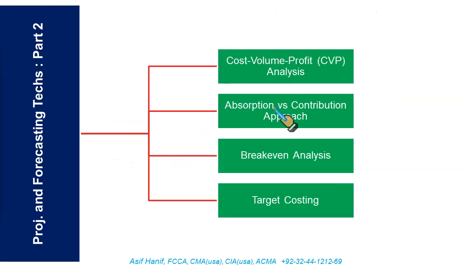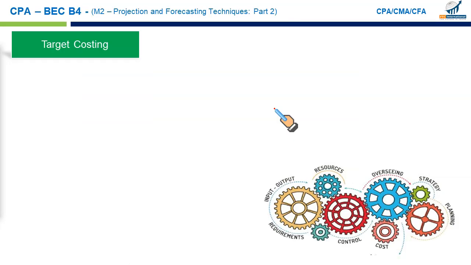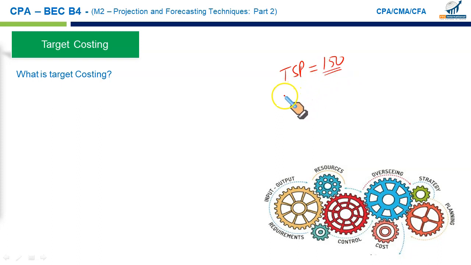The last topic we have is the interesting topic called target costing. Now, what is target costing? Let's say I want to sell a product at a target selling price of $150. That's my target selling price, established by market research or whatever. I want to make a profit of 30% of the target selling price. That's what we call the target profit. 30% of my target selling price would mean 45, right?